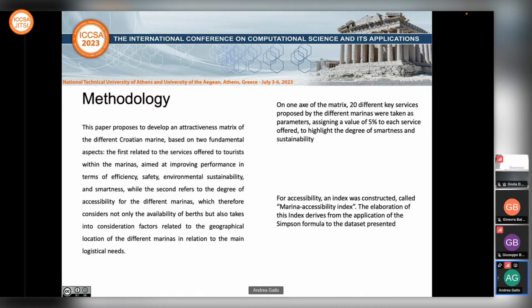On one hand, for these different services provided, we gave each service 5% importance as a parameter, and there are 20 parameters, so it was quite easy to find a final evaluation based on 100. And for what concerns accessibility, we decided to elaborate a so-called Marinas Accessibility Index that we are going to present later.